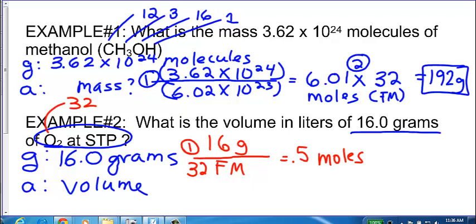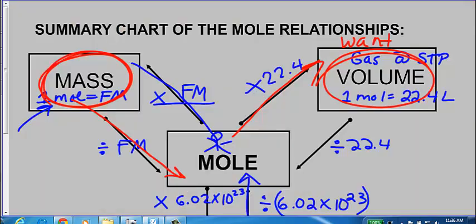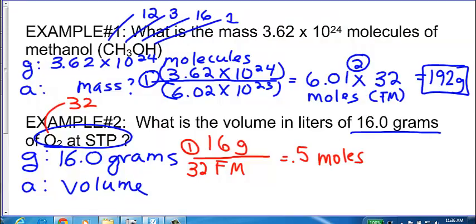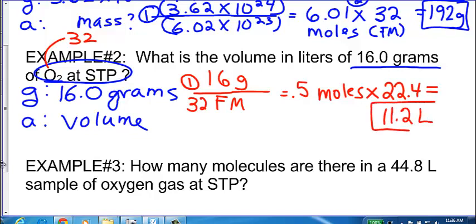Now we're in the mole store. Again, go back to your little chart. Here we are in the mole store. How can we get to volume? You take this people mover, and that people mover tells you you have to multiply. You're going from moles, so you have to multiply by 22.4. So we're going to take our 0.5 moles and multiply by 22.4. That should give you 11.2 liters as your volume.